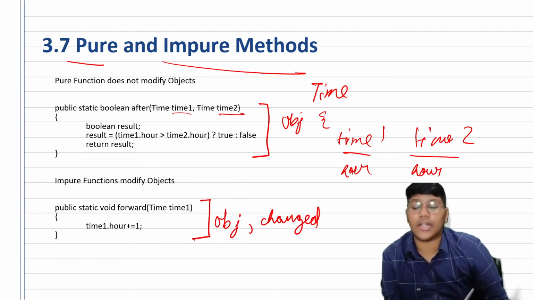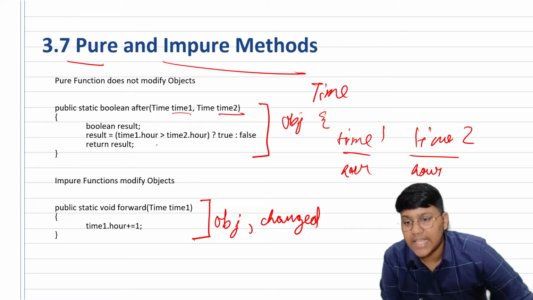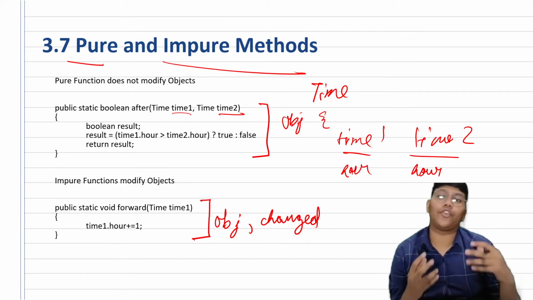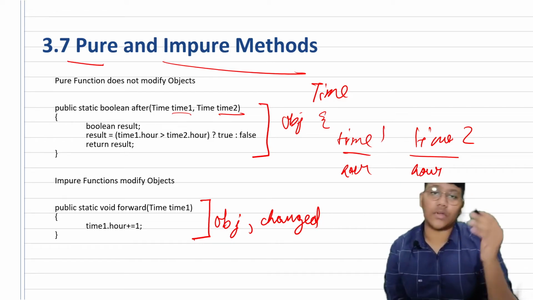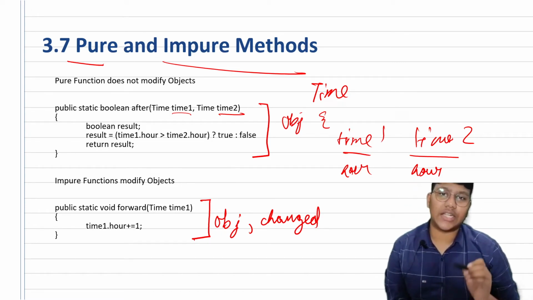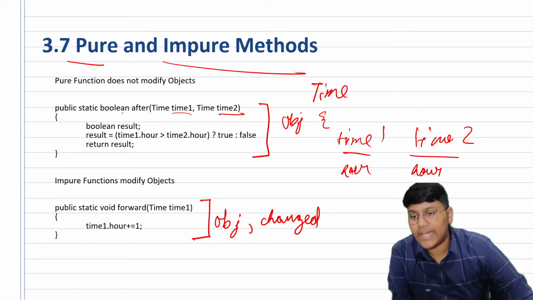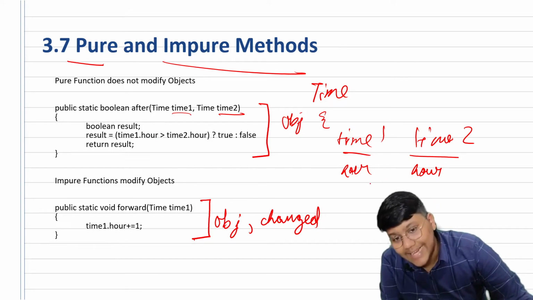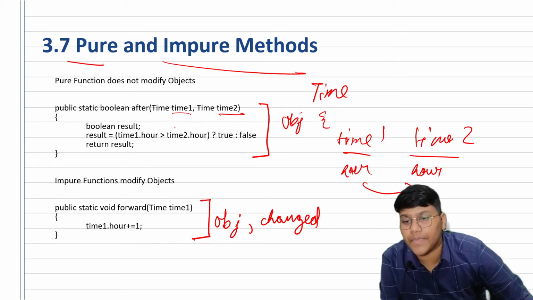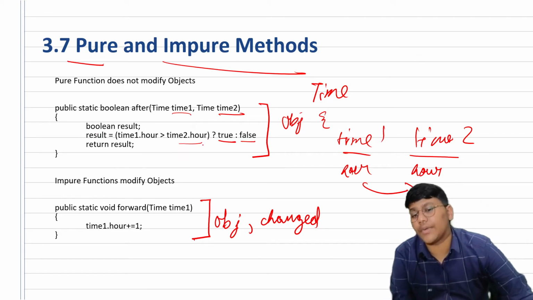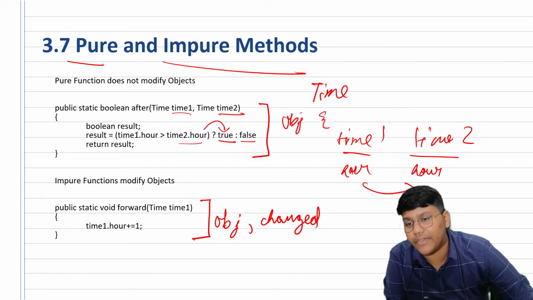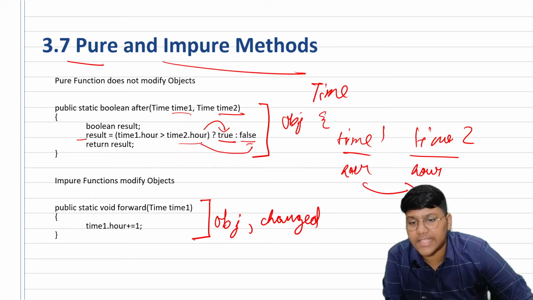Result equal to time1 dot r, this is the conditional operator. It is a short form for the if statement. If you just have to provide values to a variable with a condition, we use the conditional operator and not an if else statement. Result: if time1 dot r is greater than time2 dot r and it is true, then result will become true. If it is false, then result will become false. What it does is, if the statement before the question mark is true, it gives the first value to the variable. If it is false, it gives the second value to the variable.